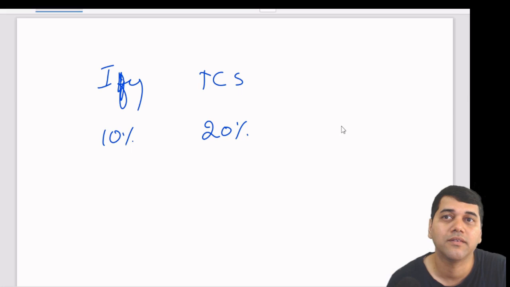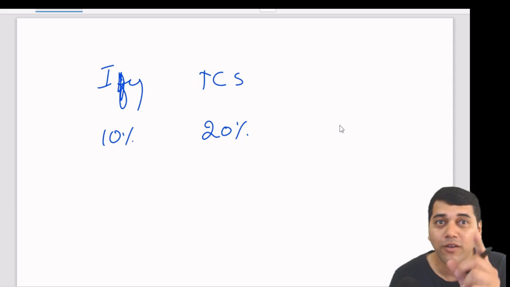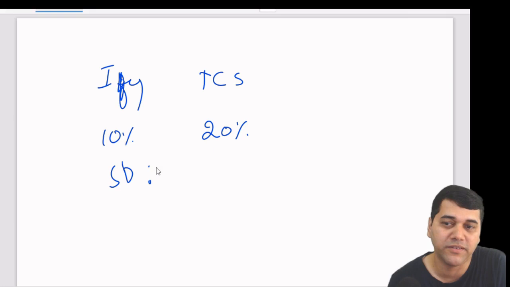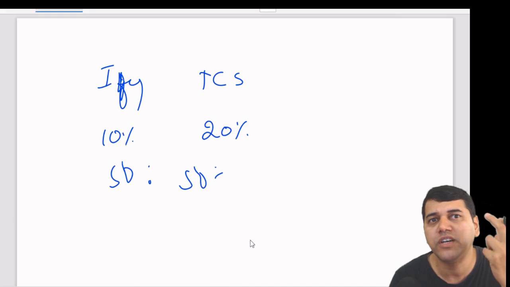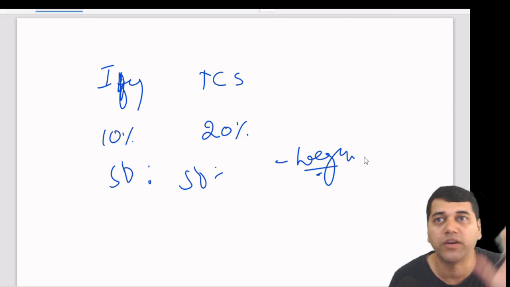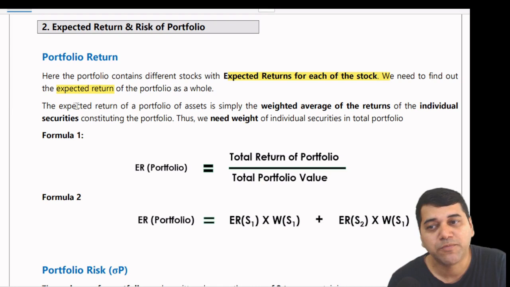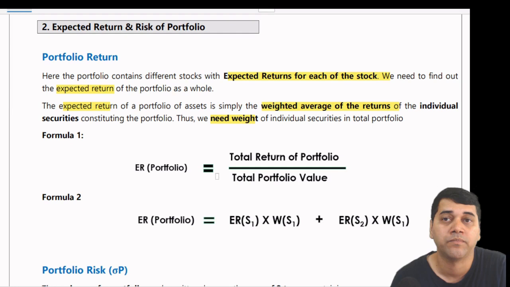That is your assumption. That's why, before making such an assumption, if nothing is given in the question, your assumption is 50% here, 50% here. But always and always, the moment you use the word portfolio, look for weight. Without weight, it is impossible to tell what the portfolio is. Followed, no? So always you have to look for the weights. Expected return is nothing but the weighted average return of the individual securities. So we need the weights. And they will give you the weights in different ways.